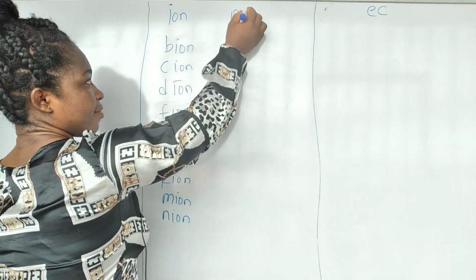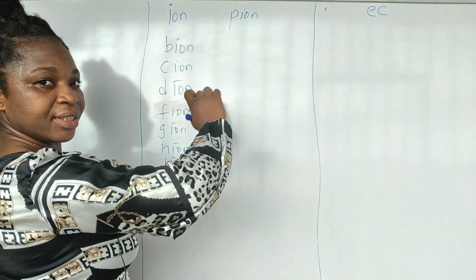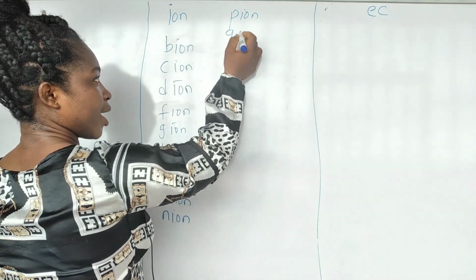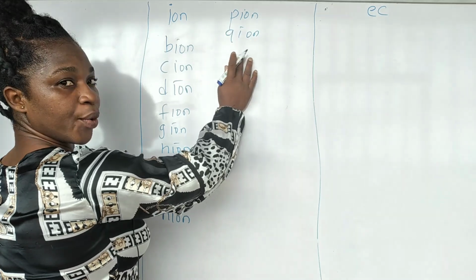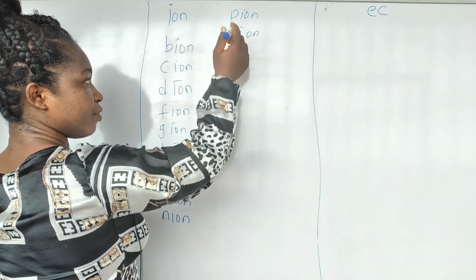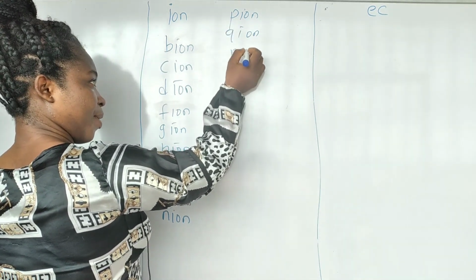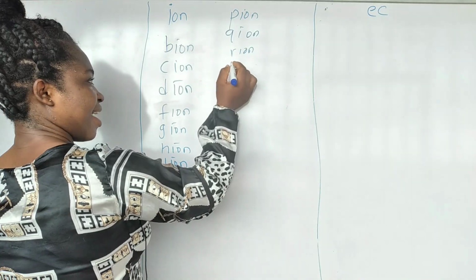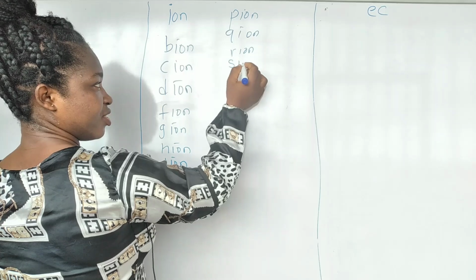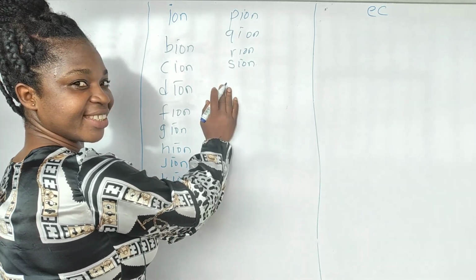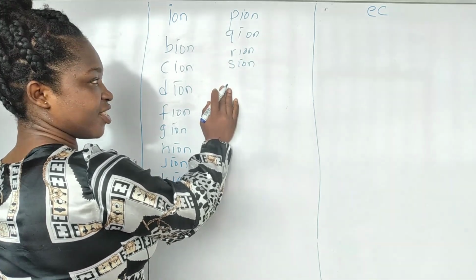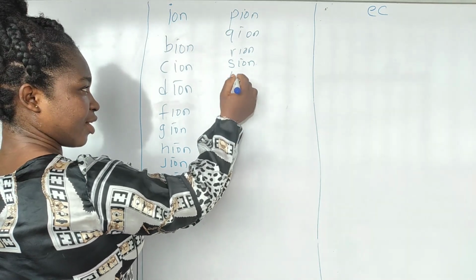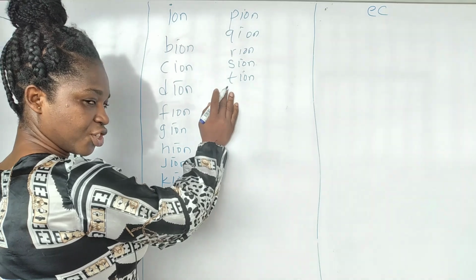P, I have Pion, Pion, Pion. The next one we have Huion, Huion, Huion. We move to an R, we have Rion, Rion, Rion. And X, we have Xion, Xion, not Sion, Xion. Move to T, we have Xion as well.